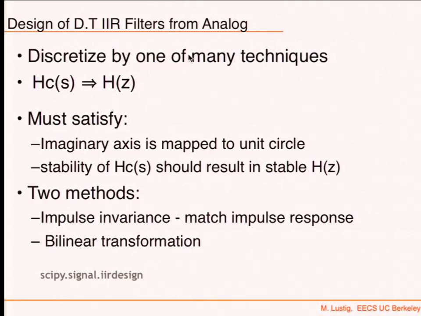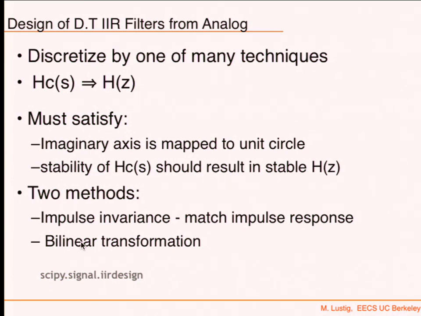Now, one of the things that you have to guarantee when you want to discretize is that, first of all, the imaginary axis of the Laplace transform needs to be mapped onto the unit circle. And so whatever is on the left-hand side of the complex plane needs to go inside the unit circle. And that guarantees that any stability in the Laplace transform would result in a stable discrete time filter.